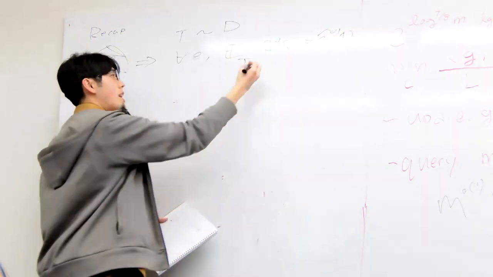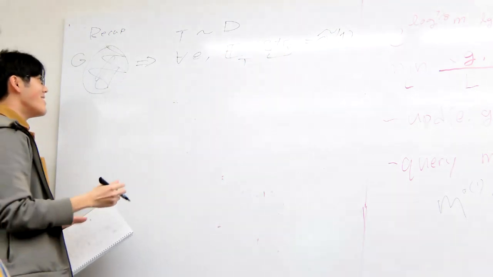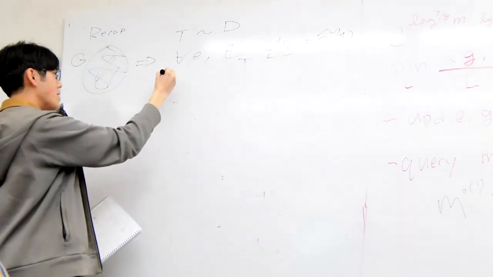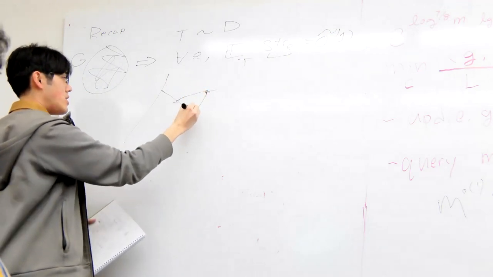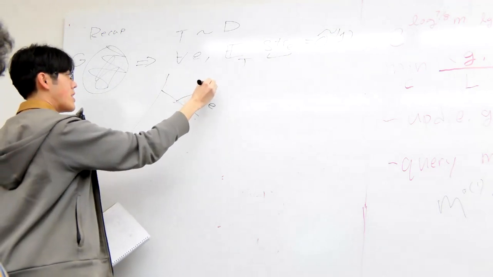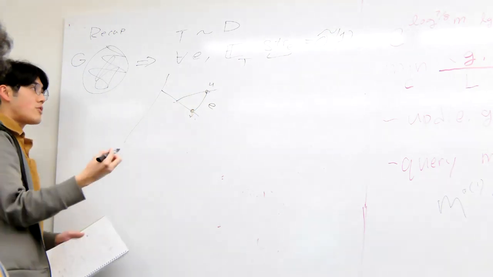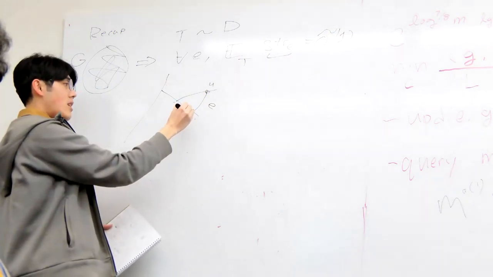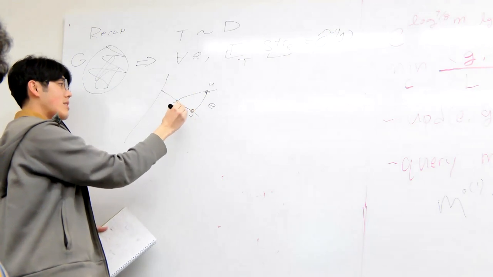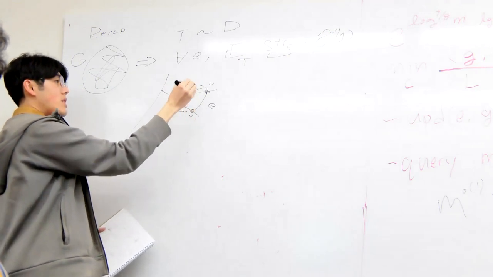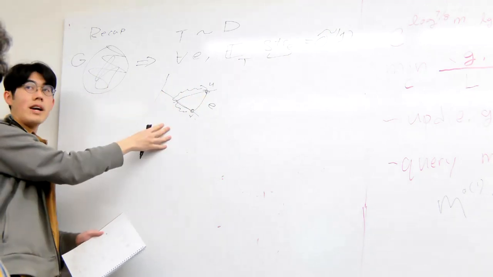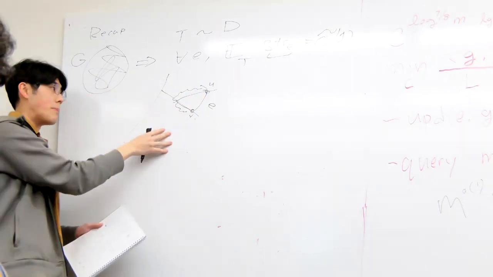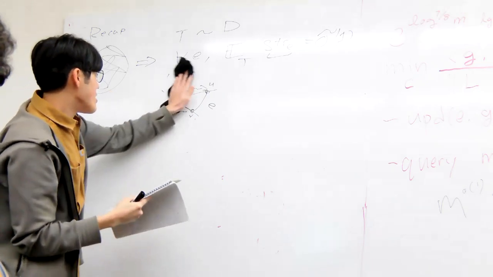So what the heck is this stretch? Given a tree, we have this edge E that connects vertex U and V. The stretch is defined as the length of the unique tree path connecting U and V. Right? So that's the definition. I guess I don't have to write it now. I guess you guys can remember it. So I'll just erase this.